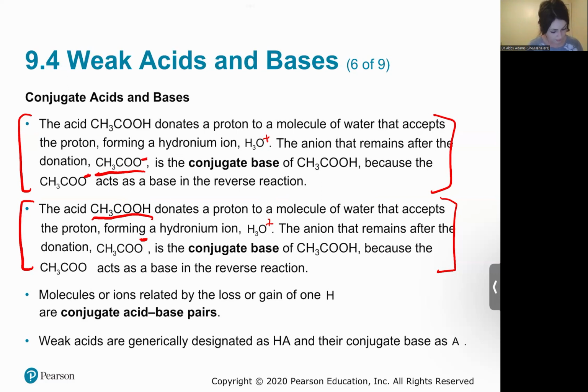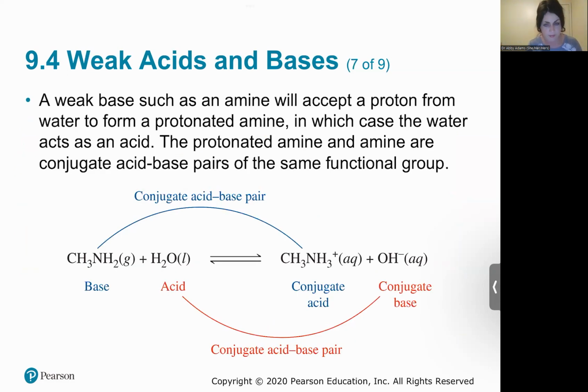All right. So the molecules or ions related by the loss or gain of one hydrogen, or a proton, are the conjugate acid and base pairs. The weak acid is generically designated as HA, with A for acid and H for that proton, that hydrogen, that it can donate. The conjugate base is then just your A, having lost a hydrogen. So whenever you see that, we're talking about the weak acid and the conjugate base. That's how we denote that sometimes in science.